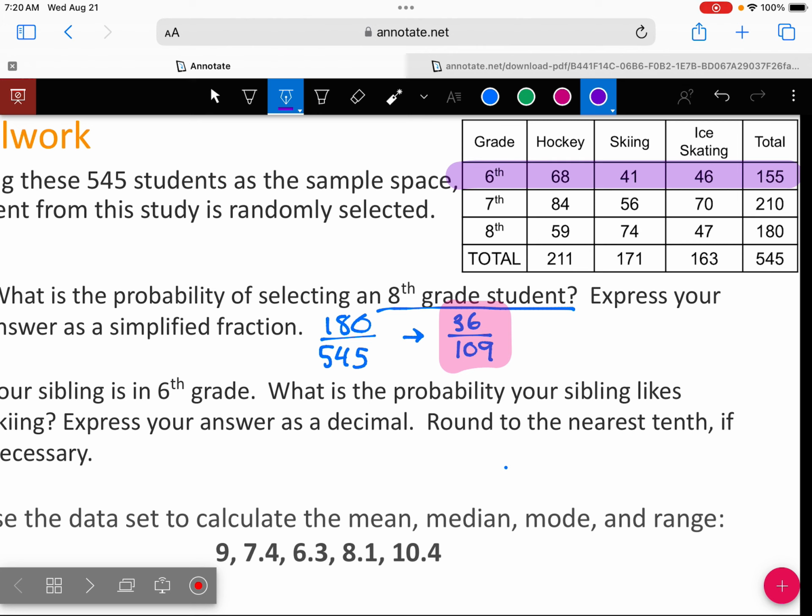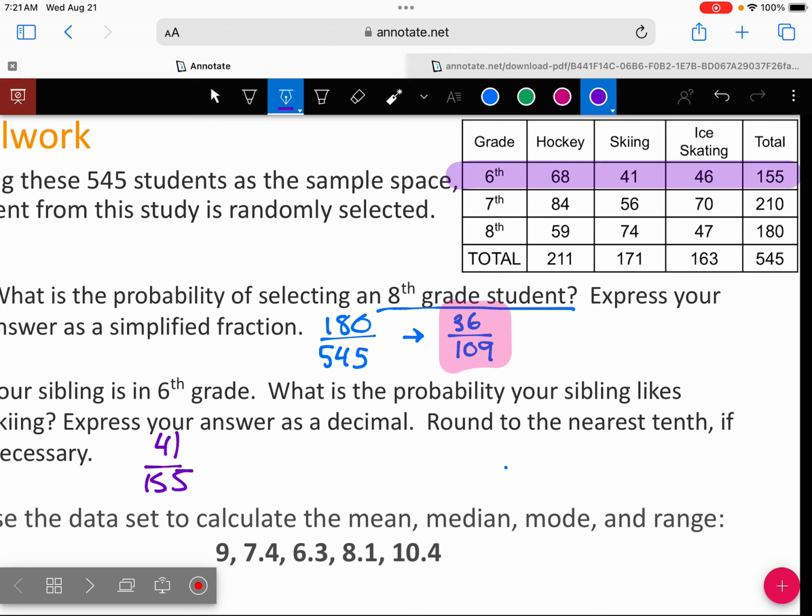So the probability they like skiing is that 41 out of the 155. I know they're in 6th grade. It is a given. It is locked in. They wore their first day of 6th grade pin for school, first day of school. We know it.